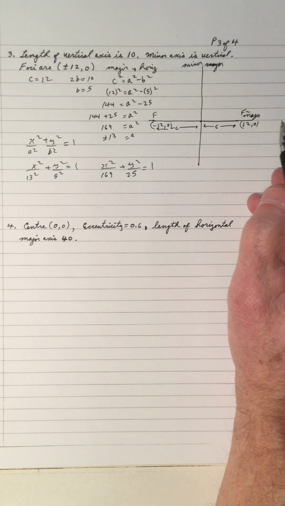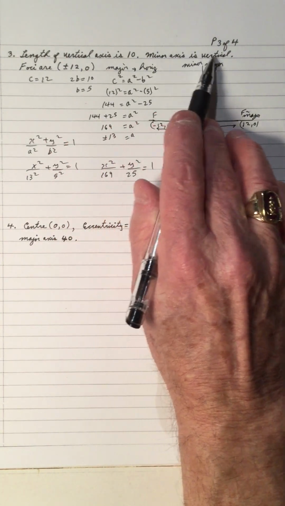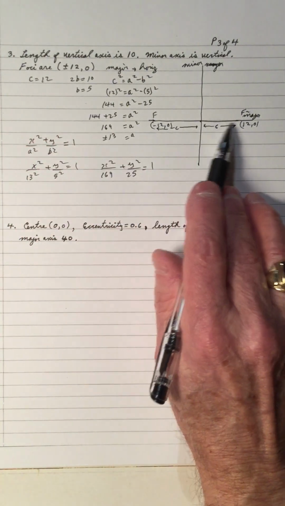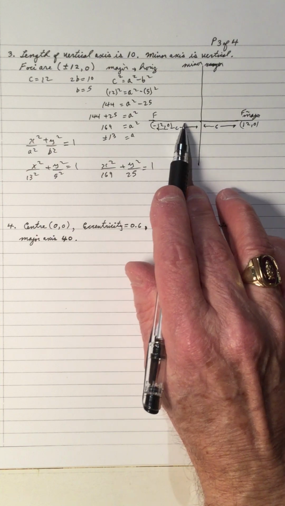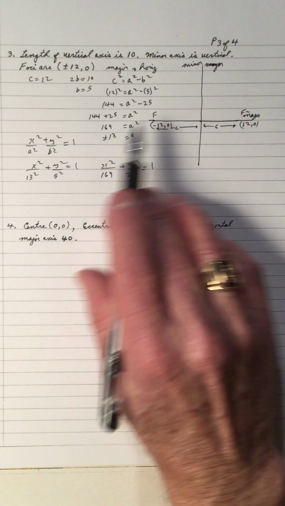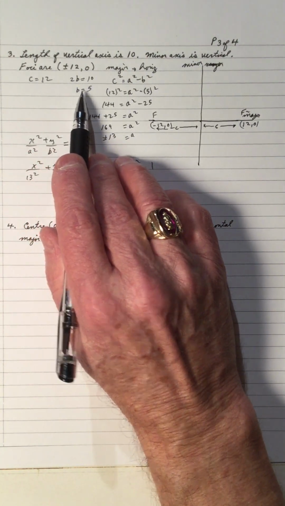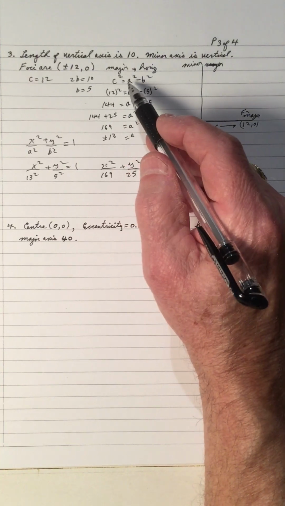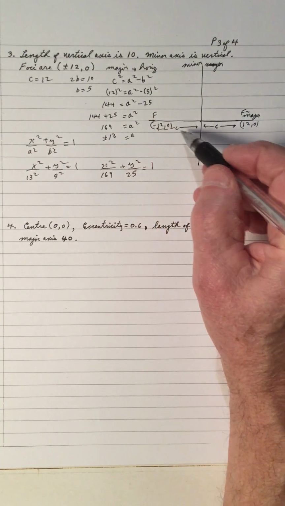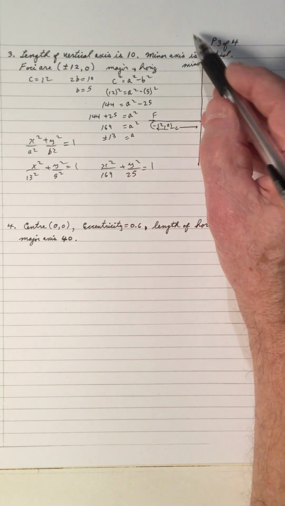And again, if the minor is vertical, that means the major must be horizontal, and the foci are on the major. So the horizontal is with the x. So that means we got c and b. We had to find the a by using, remember, c squared equals a squared minus b squared if the major is horizontal. C squared equals b squared minus a squared if the major is vertical.